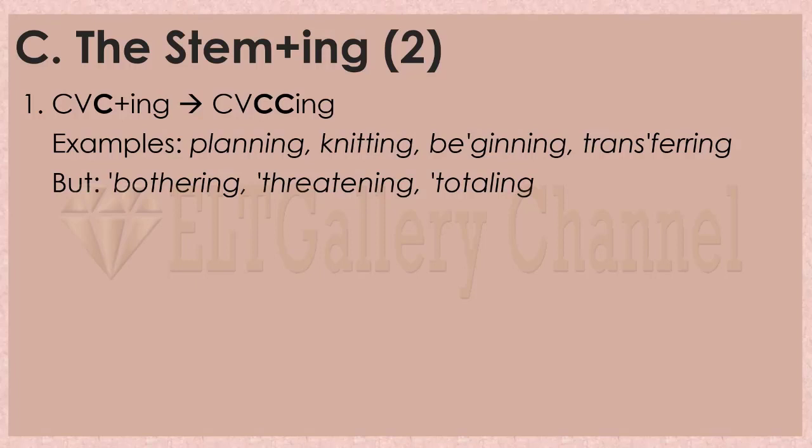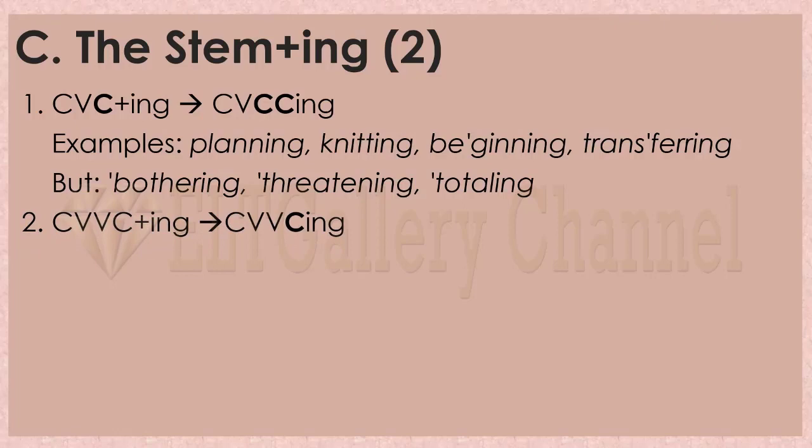Totaling here is not double because the stress is on total. Here you have threaten and begin, but in beginning the N is double, and in threatening the N is not double because of the stress. The stress is on the first syllable here, not the syllable with the ing form, but here it's double because it's a syllable to which the ing form is attached.